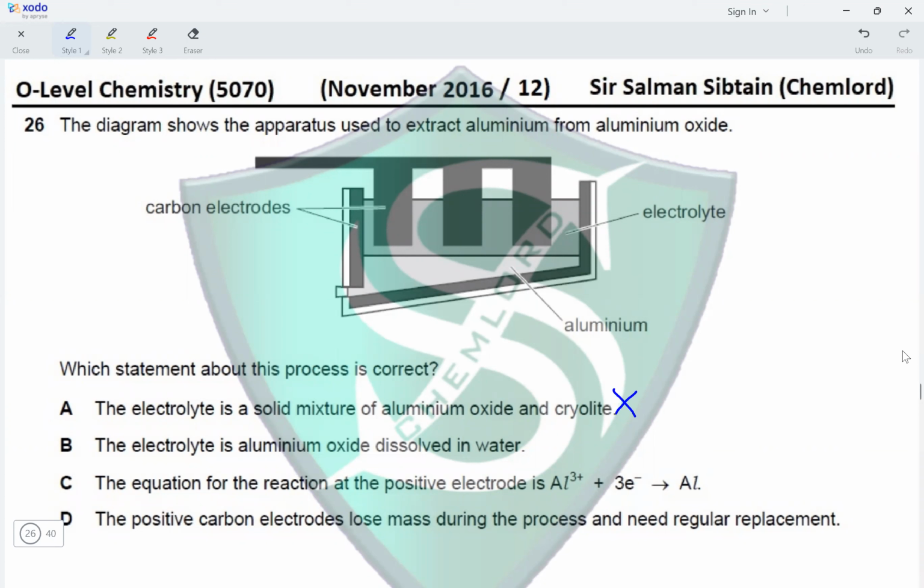The electrolyte is aluminum oxide dissolved in water. No, the electrolyte is aluminum oxide dissolved in cryolite.